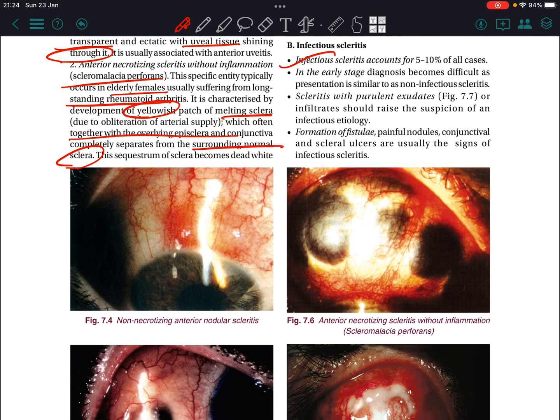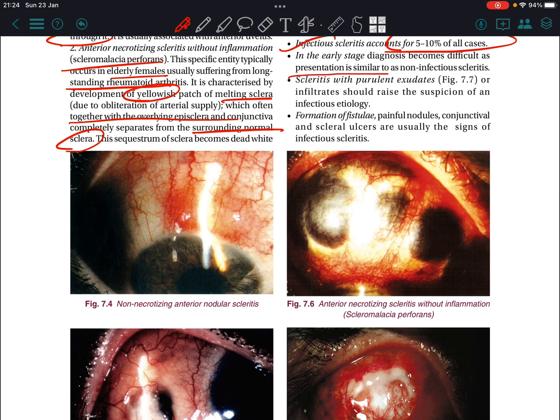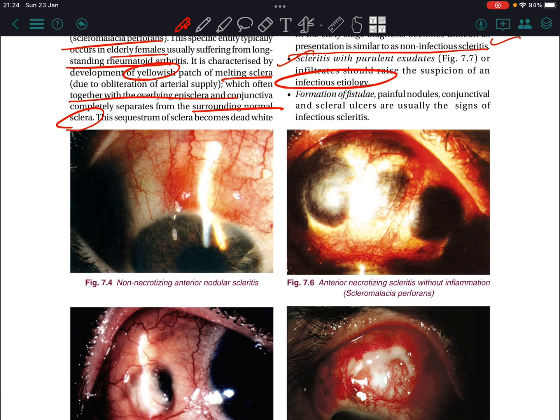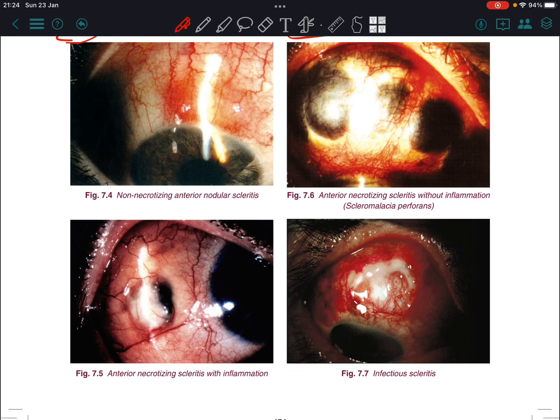Infectious scleritis accounts for 5 to 10% of all cases. In the early stage, diagnosis becomes difficult as the presentation is similar to non-infectious scleritis. Scleritis with purulent exudates or infiltrates would raise the suspicion of infective etiology. Formation of fistula. Scleral ulcers are usually signs of infectious scleritis.